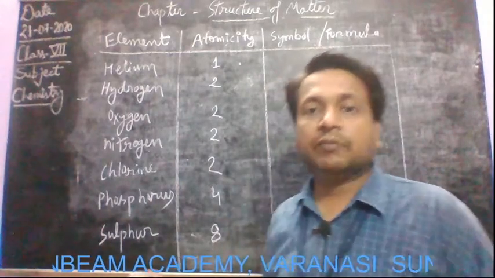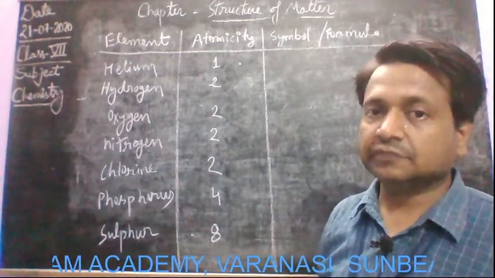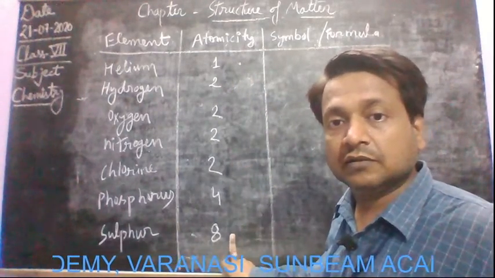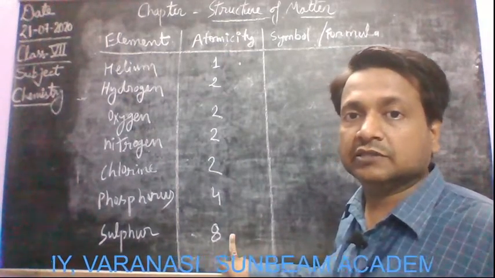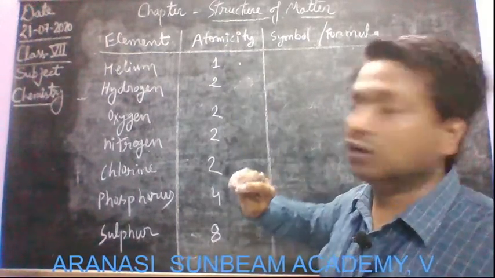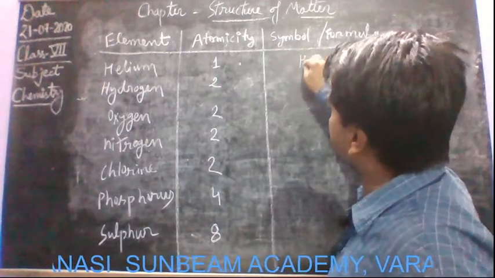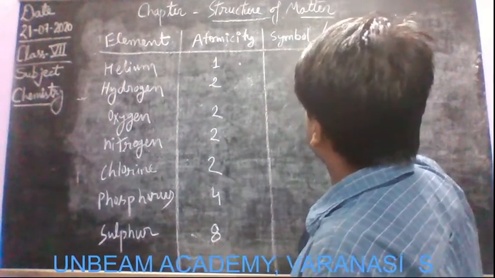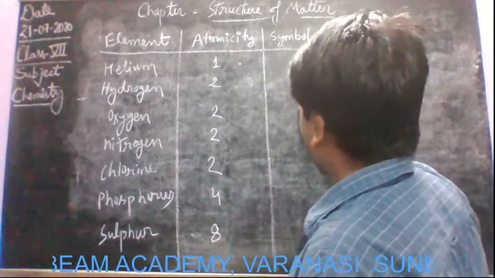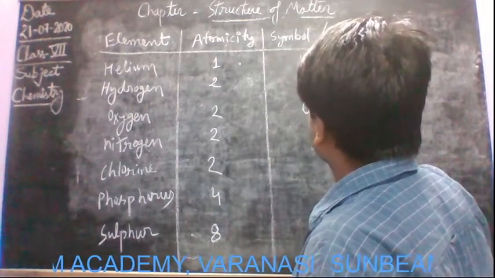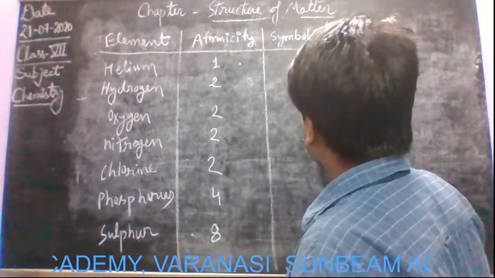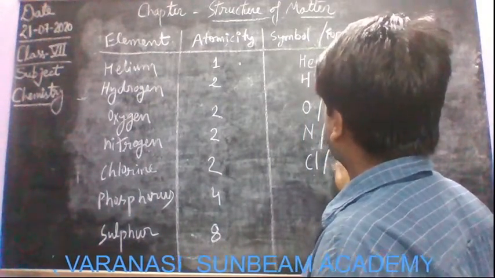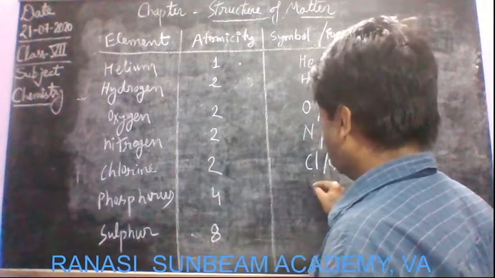Children, you will study about them in detail in your higher classes: monoatomic, diatomic, and polyatomic elements. Now, their symbols and formulas. Helium, He. Hydrogen, H or H2. Oxygen, O or O2. Nitrogen, N or N2. Chlorine, Cl or Cl2.